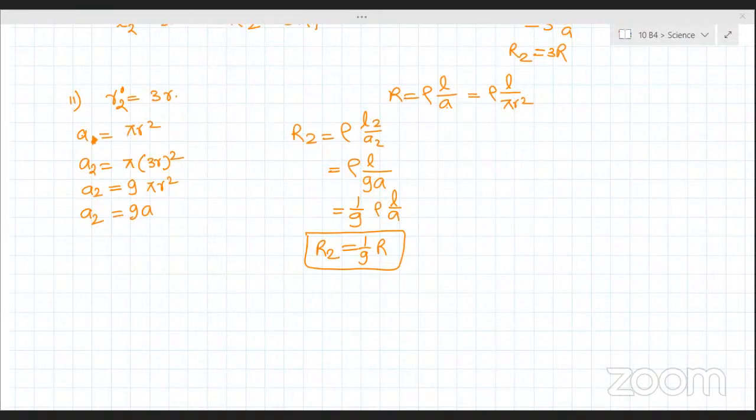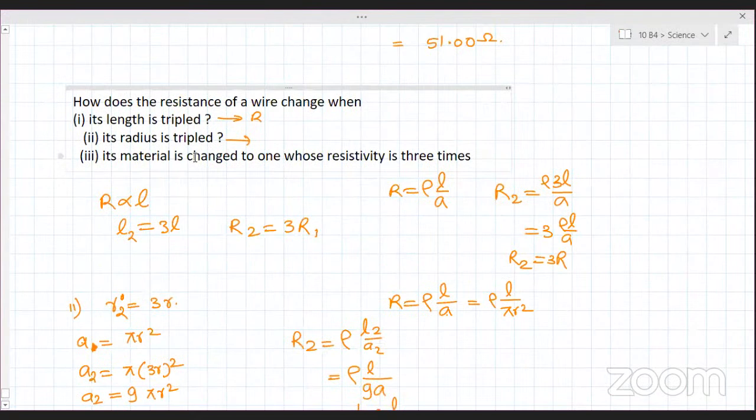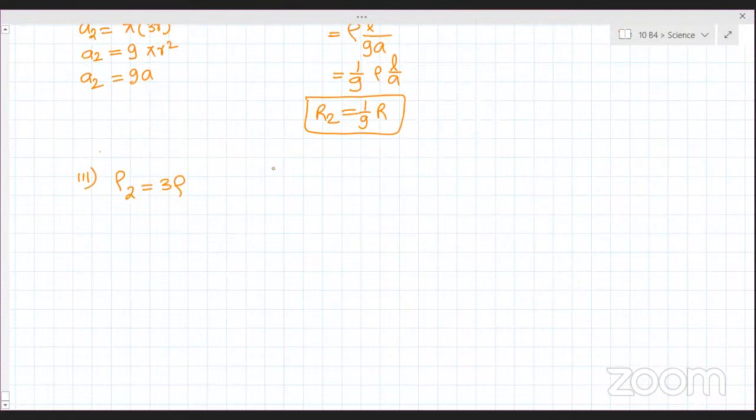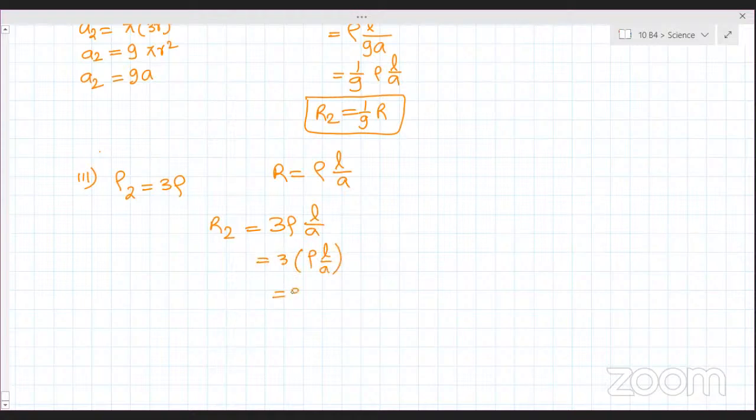Are you able to hear me? Yes, ma'am. Then what about the resistivity? Now they have told its material is changed to one whose resistivity is 3 times. So new resistivity rho 2 is equal to 3 times rho. Original resistance R is equal to rho L by A. Now rho will become 3 rho. Length and area won't change. So it is 3 times rho L by A. That means R2 is 3 times the original resistance. Clear? Yes, ma'am. So resistance increases by 3 times.